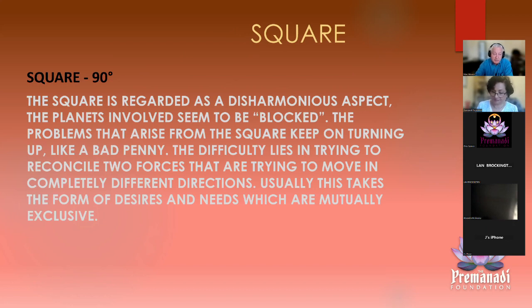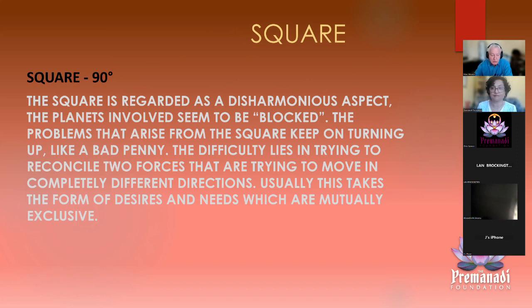The square, we're going back to our archetype of the square. It is 90 degrees. It's regarded as a disharmonious aspect. The energy seems to be blocked. The problems that arise from the square keep on turning up and up and up. Why? Because we haven't resolved them, okay? Like a bad penny. The difficulty lies in trying to reconcile two forces that are trying to move in completely different directions. It's a task that you're supposed to solve.